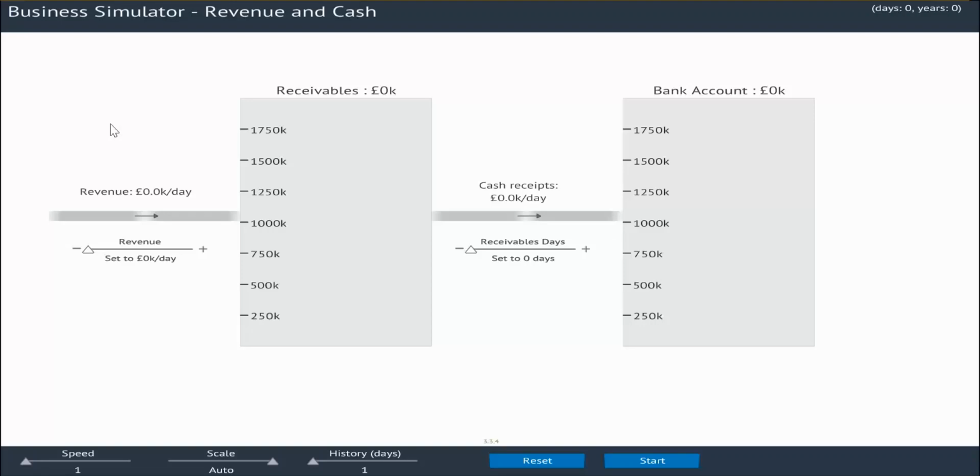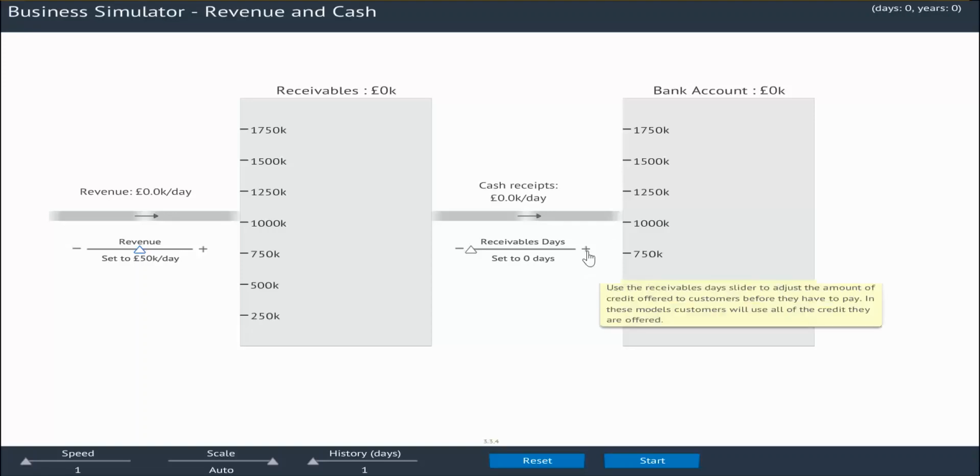And it can be quite helpful to think of a simple example such as a wholesaler selling goods to a retailer. So they're going to sell goods, issue invoices, and then depending on the credit terms, those invoices will be paid a certain number of days later. And to set the level of revenue and the receivables days, you drag these sliders. You can also press the plus and minus buttons.